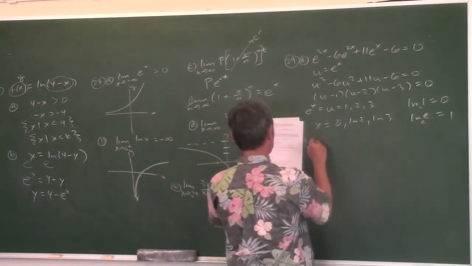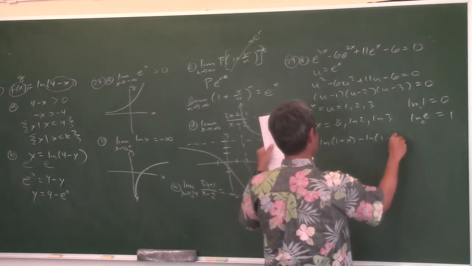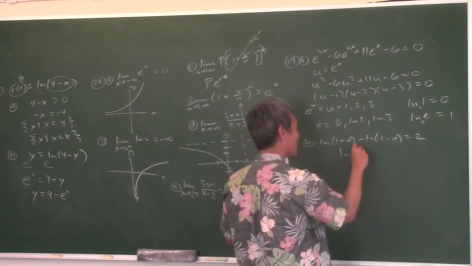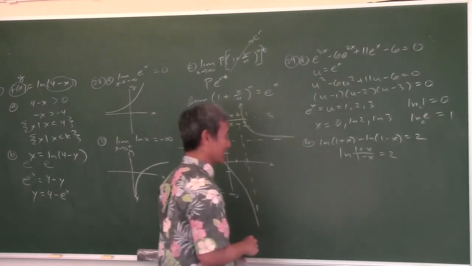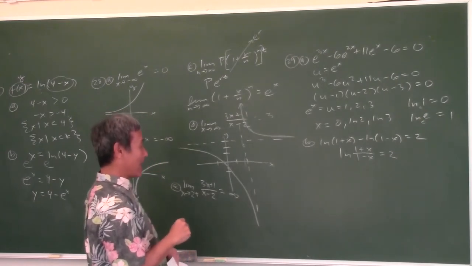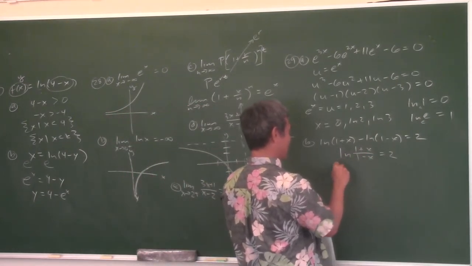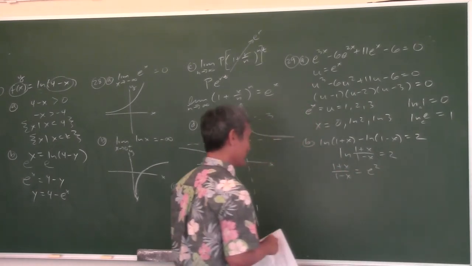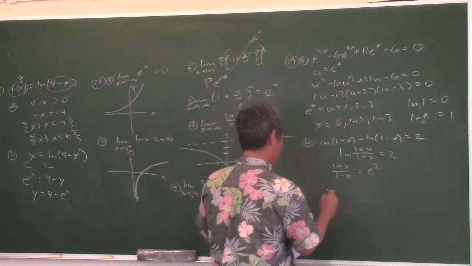B. Natural log of (1 plus x) minus natural log of (1 minus x) equals 2. So what you want to do is combine these into just one logarithm, using your properties of logarithms, like that. And how do I get rid of ln? You raise e to both sides. e to the natural log of banana is banana. And e to the 2 is just e squared. And how do you solve an equation like this? Cross multiply.